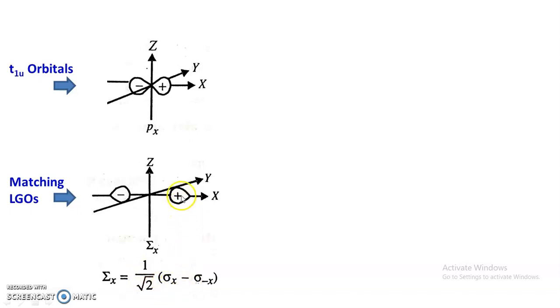The sigma x is for positive lobe oriented along the positive end of x-axis, minus sigma minus x. So this minus sign is for negative lobe, and sigma minus x is oriented along the negative end of x-axis. There is no any lobe along the y-axis and z-axis, and therefore this is summation x.